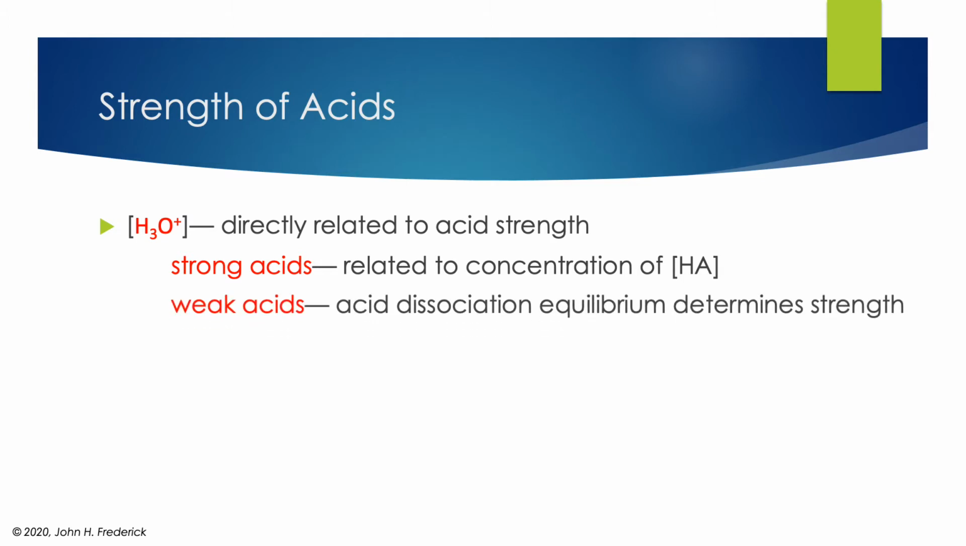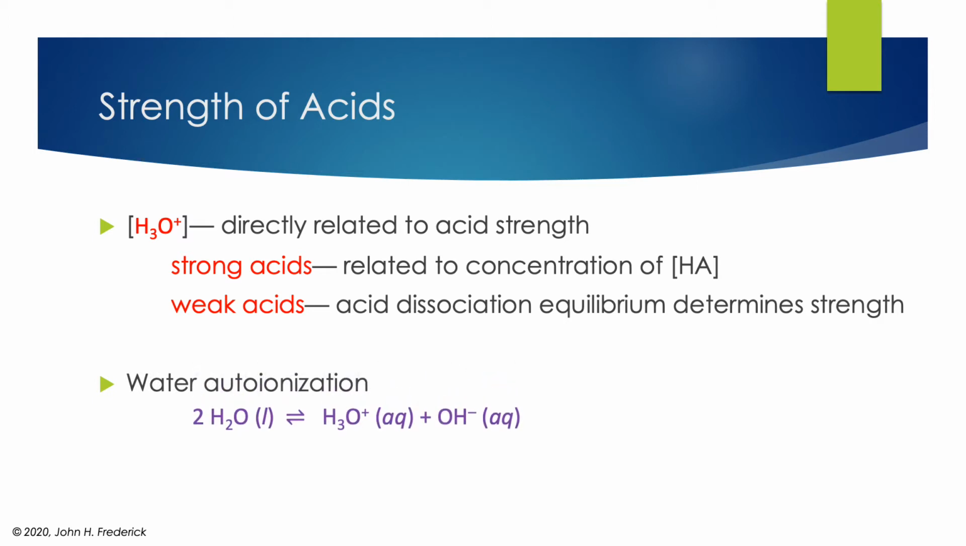But in the case of weak acids, there's an acid dissociation equilibrium, and that's what really determines the strength or the concentration of the hydronium ion in solution. Now, as we go through this, there's going to be an important side equilibrium that we need to be aware of, and that's the equilibrium associated with water ionization, autoionization. That's this process where water can spontaneously dissociate into hydronium ion and hydroxide ions. Now, it doesn't happen in large quantities, but it does happen to some extent.